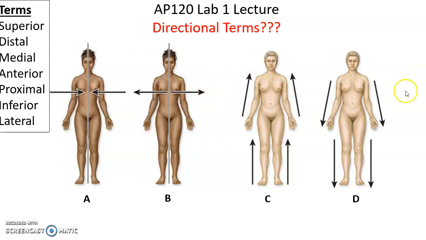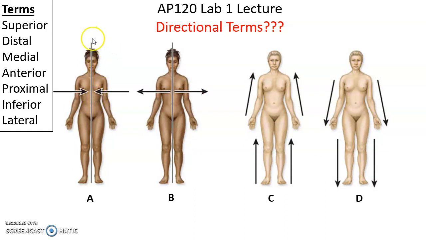Then we have the terms medial and lateral. So this line here is representing the midline cutting through the body to give us the right and left pieces that are about the same. So medial means closer to the midline, lateral means further away from the midline. So for instance, the wrist is lateral to the hip here, or the eye is medial to the ear. The eye is closer to the midline than the ear.